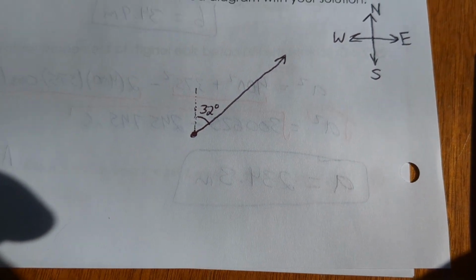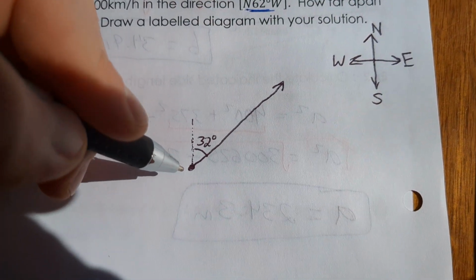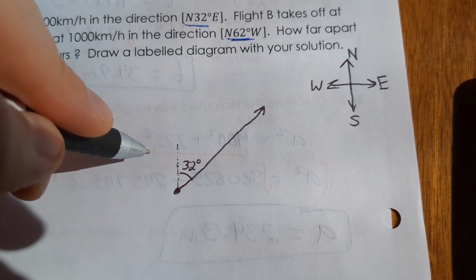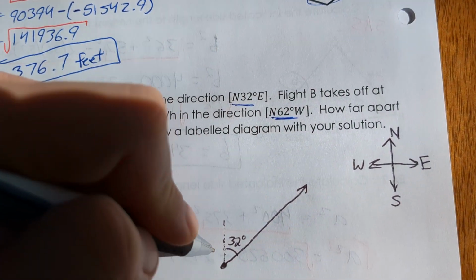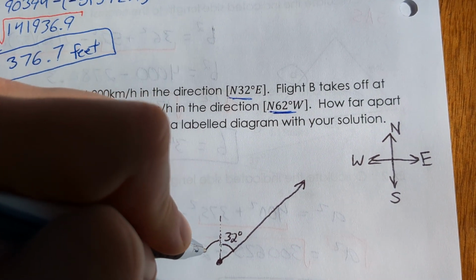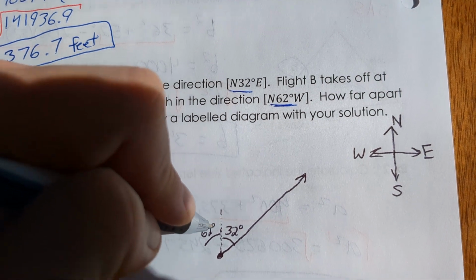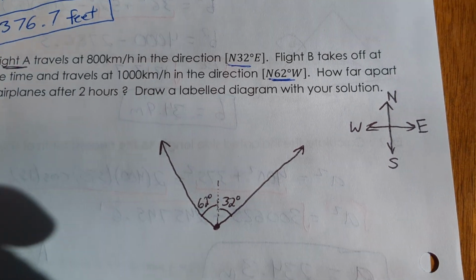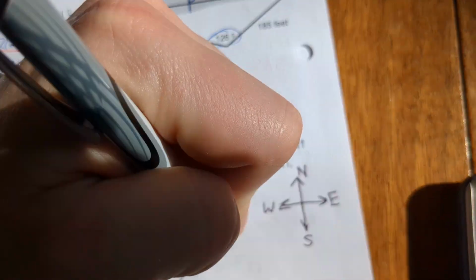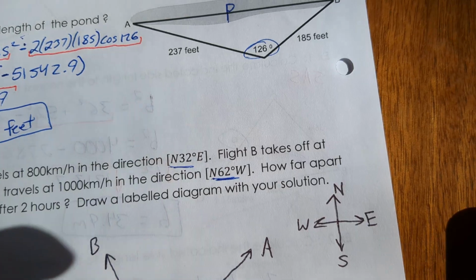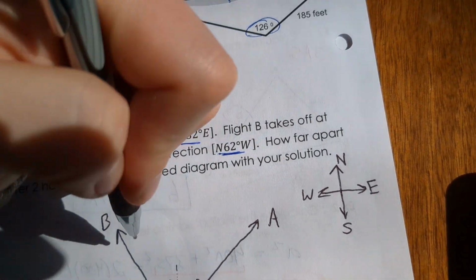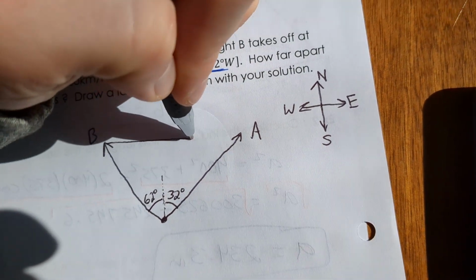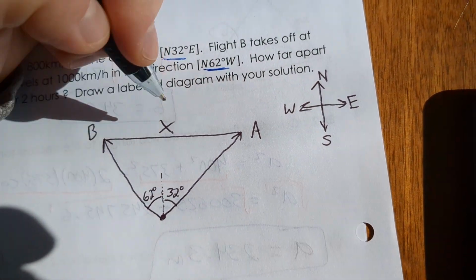Our second plane is taking off and going north, so along here, but then west, so to the left, 62 degrees. So this is going to be 62 degrees, and they're going out this way. Okay, so remember, this is flight A, this is flight B, and the goal here is to see how far apart they're going to be after 2 hours of traveling. So we're trying to find this distance here.